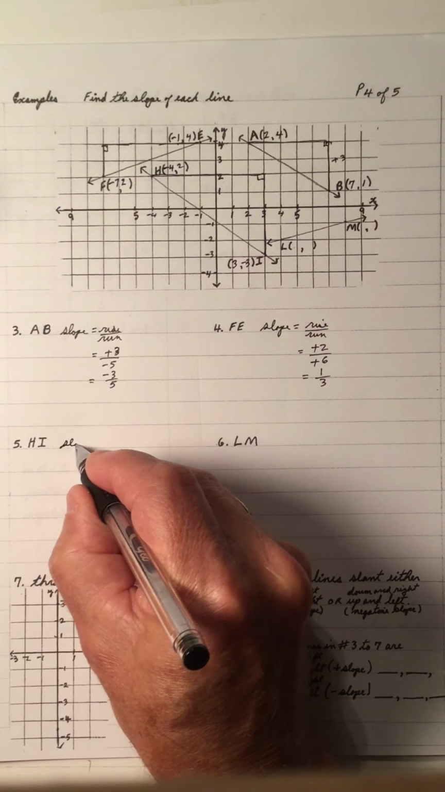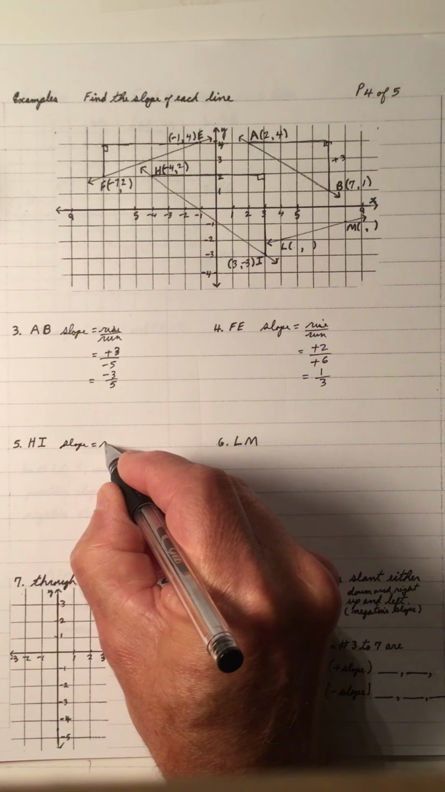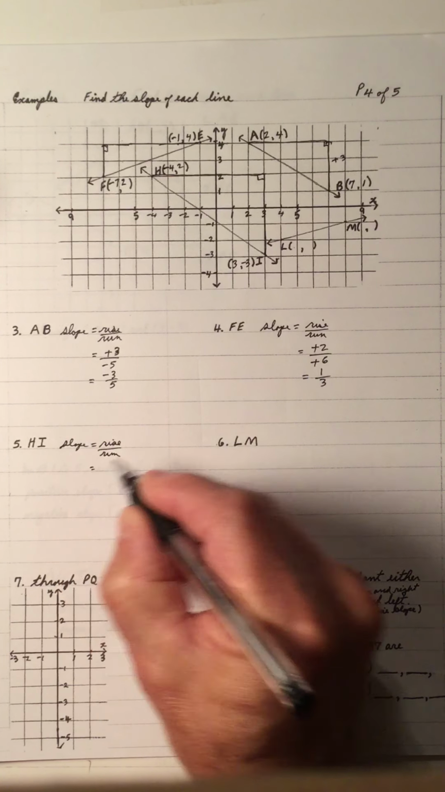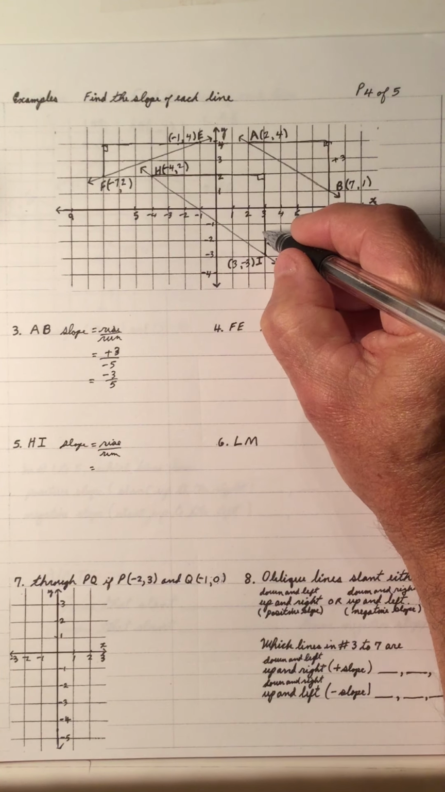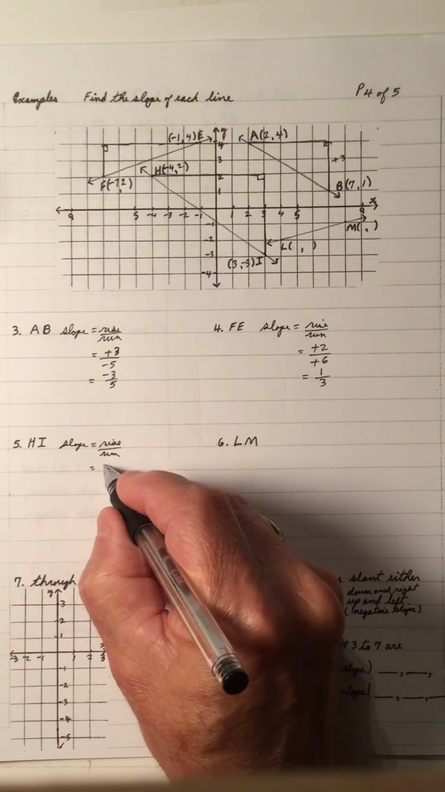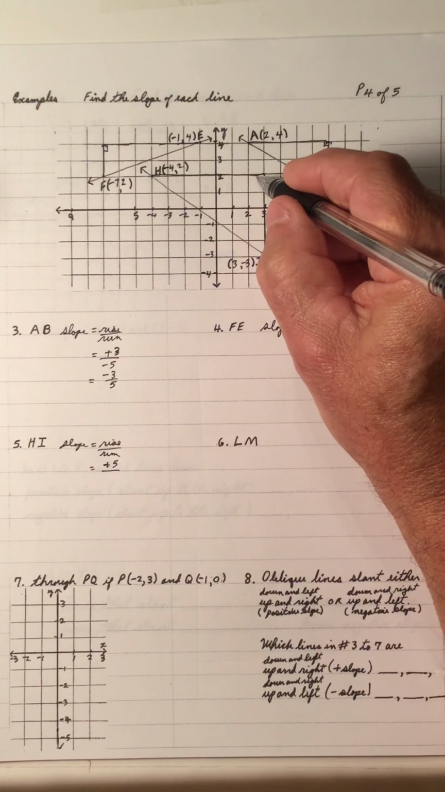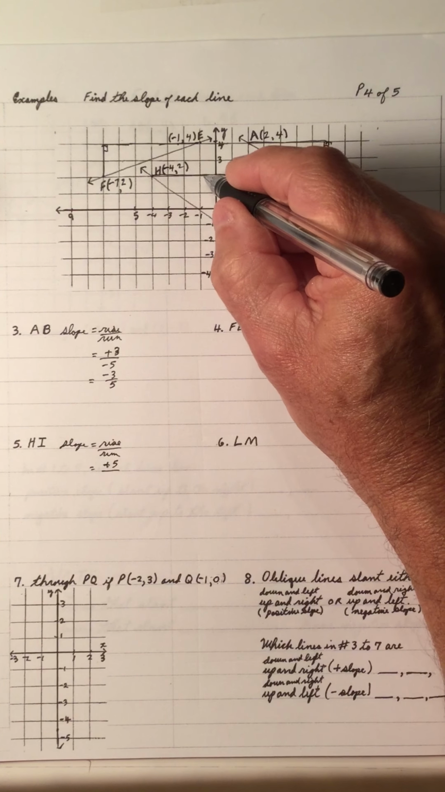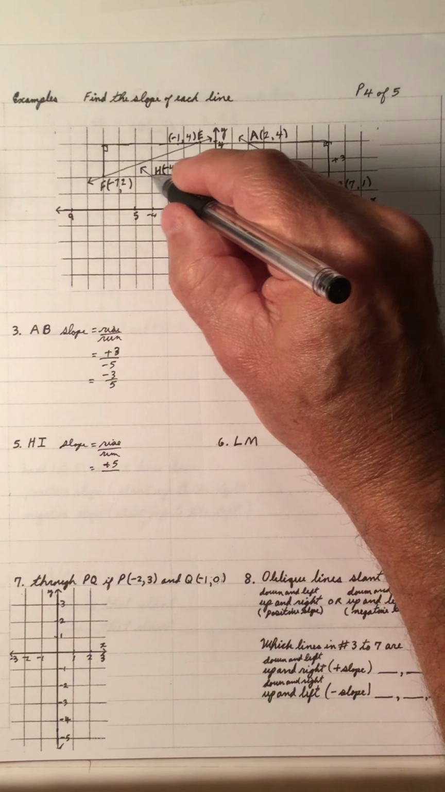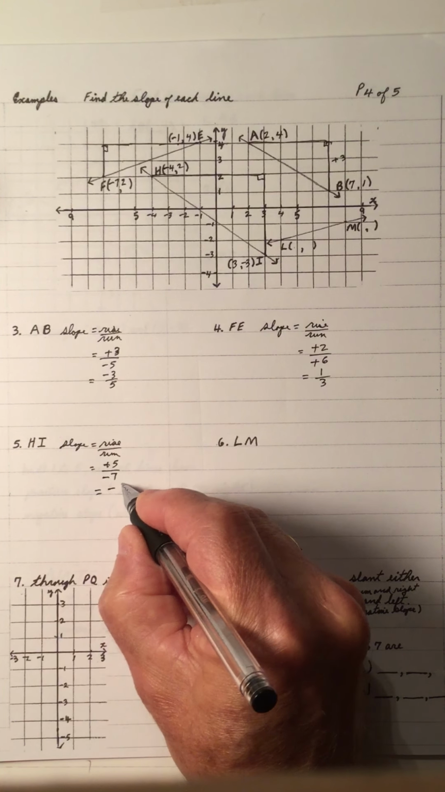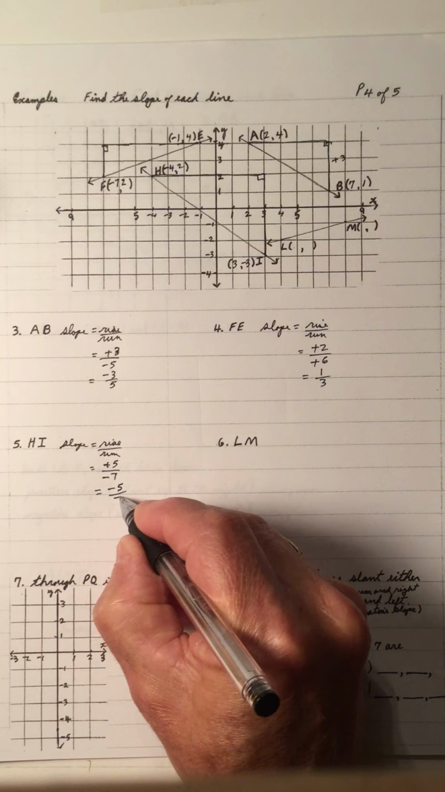So the slope is rise over run. So the rise, again, 1, 2, 3, 4, 5 is a positive 5. And the run is 1, 2, 3, 4, 5, 6, 7. And it's left, so it's a negative 7. So the slope is a negative 5 over 7.